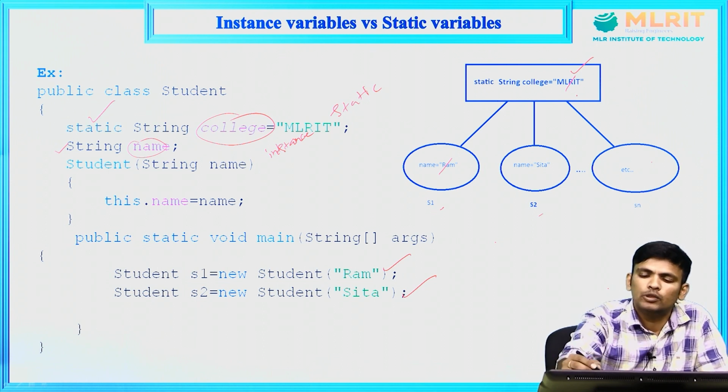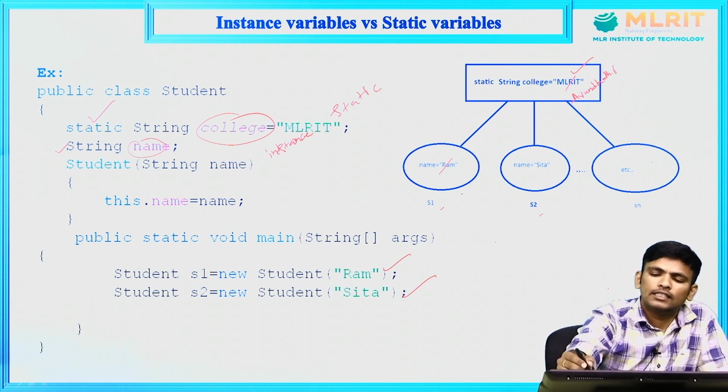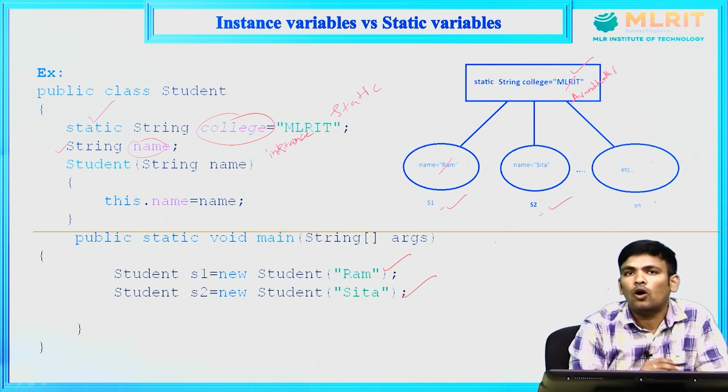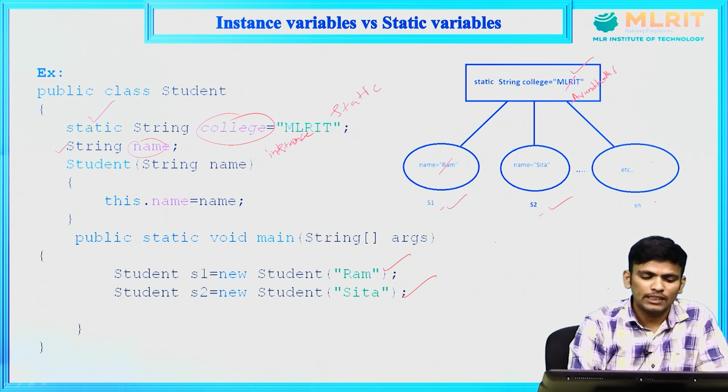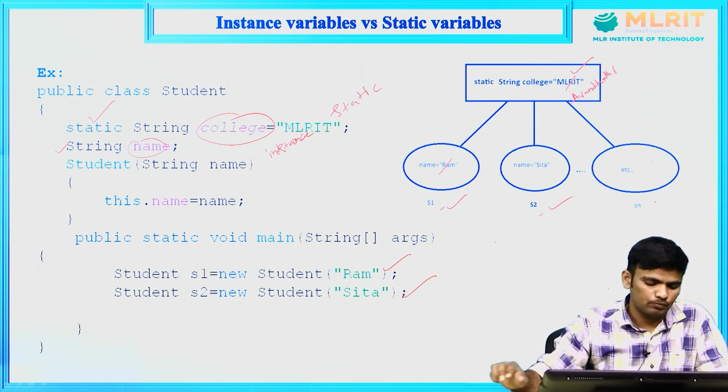So, assume here the college name is MLRIT. Suppose you change the name to Arundhati. Now, this Arundhati will be reflected in S1, S2, S3 and all objects in that class. Okay. So, I will explain this point programmatically now.